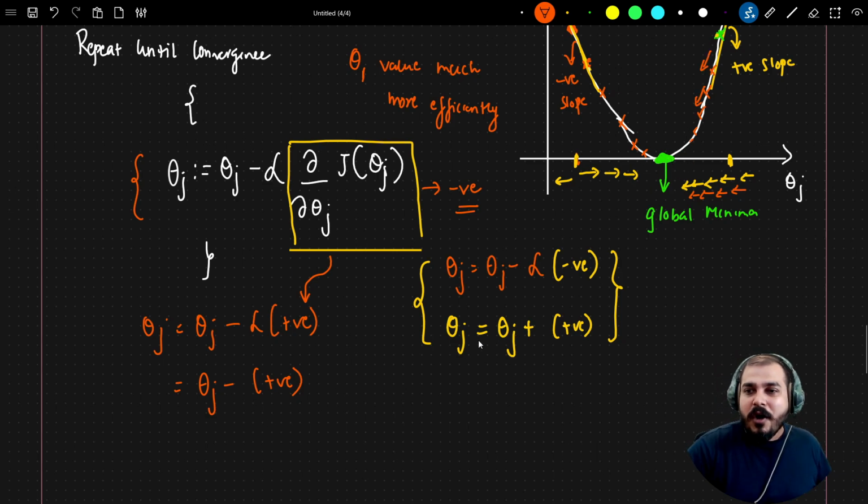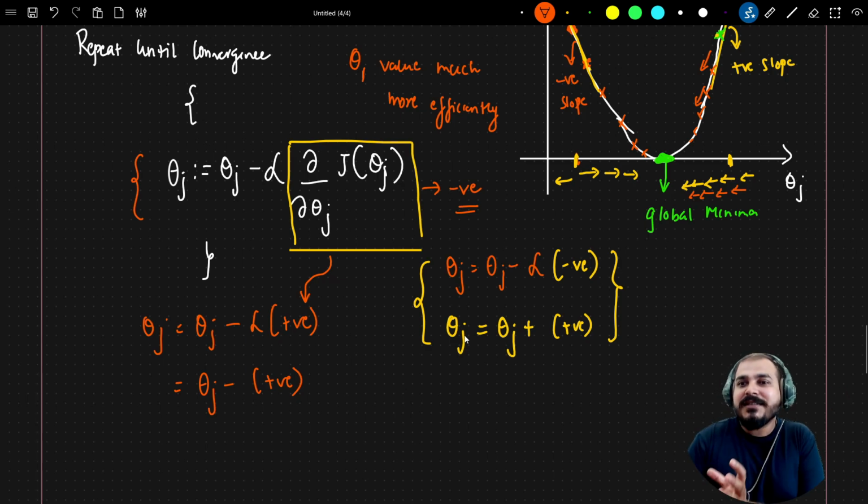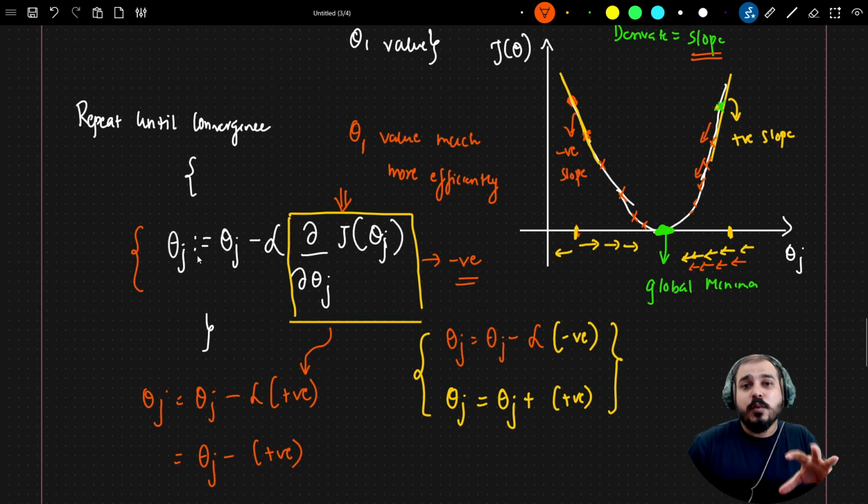Okay, so obviously this convergence algorithm will work, because what I am doing is trying to calculate the slope in such a way that if it is a negative slope, the theta j value is going to increase. If it is a positive slope, the theta j value will decrease. Okay, so this is what the convergence algorithm is all about.